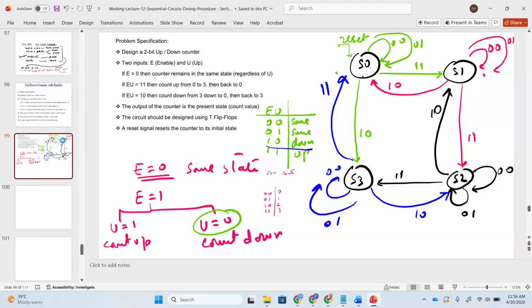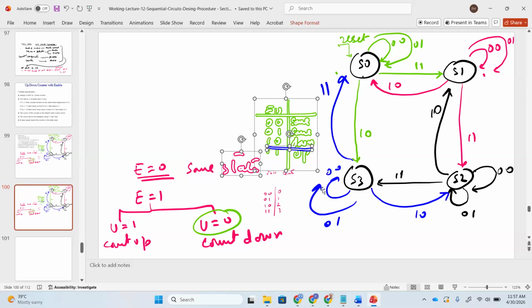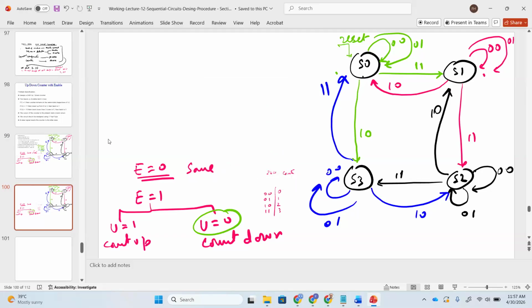Next step: the state transition table. Simple, the same. Believe me, if you know the problem at hand, then all the things will be very easy for you.